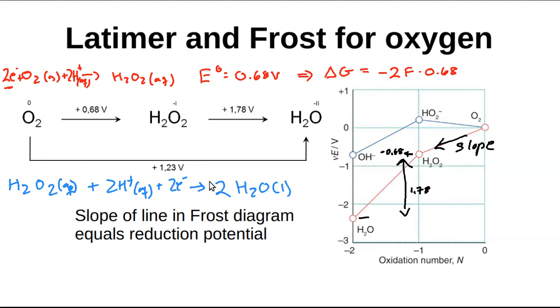Now this is balanced, and this is the reduction potential of this is what we should arrive at. This has the reduction potential as 1.78. So let us check: the delta G is minus 2 times F times 1.78.